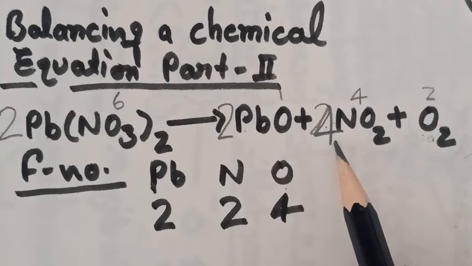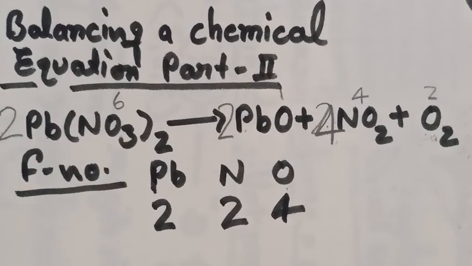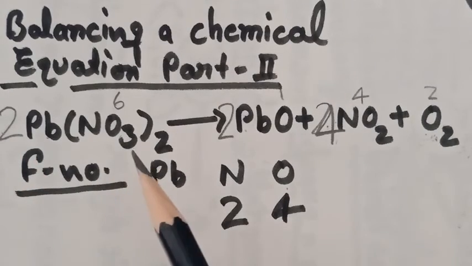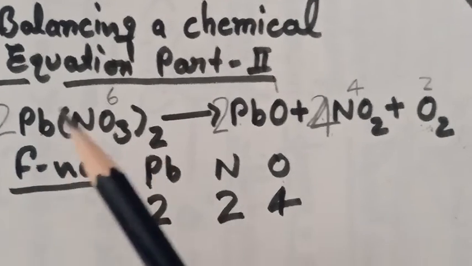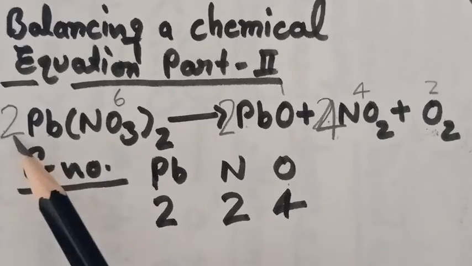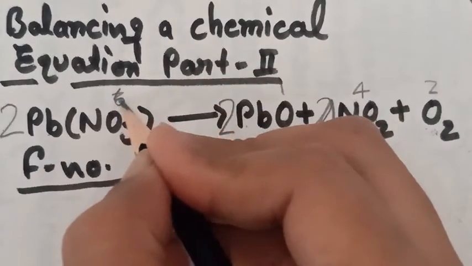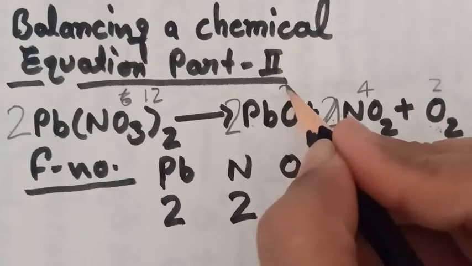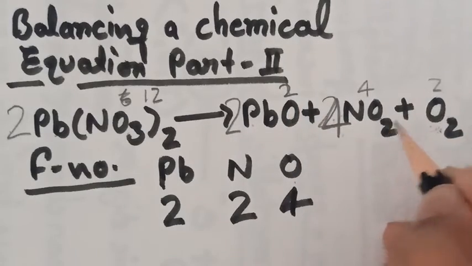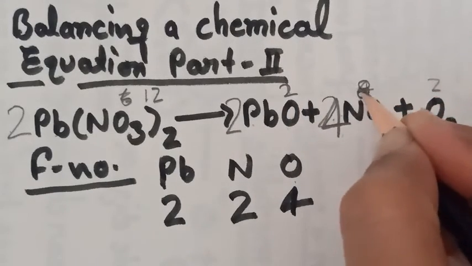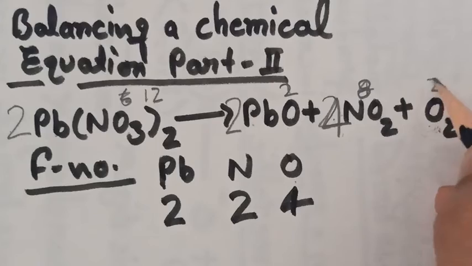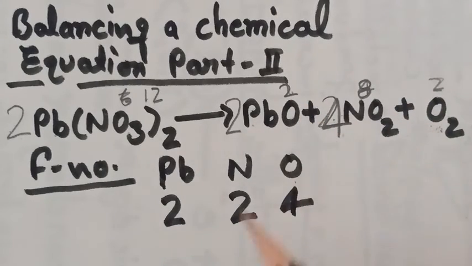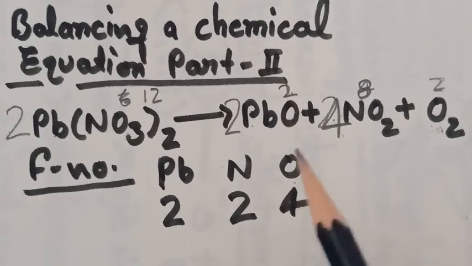Now count the oxygen. So student, counting the oxygen, 3 times 2 is 6, 6 times 2 is 12. So this side oxygen is 12 and this side 2 times 4 is 8 and then 2. 8 plus 2 is 10, plus 2 is 12. So now oxygen is also balanced. This is the fully balanced equation.